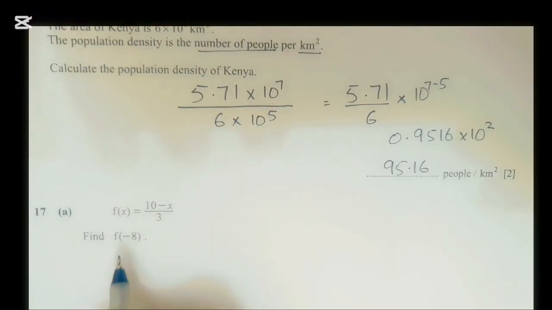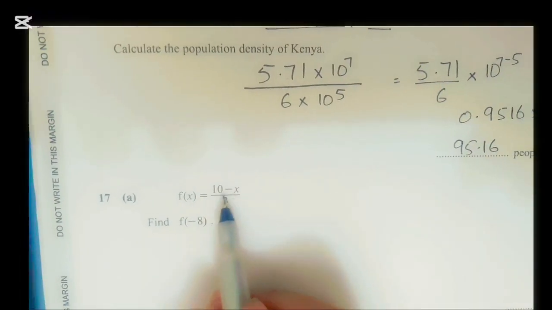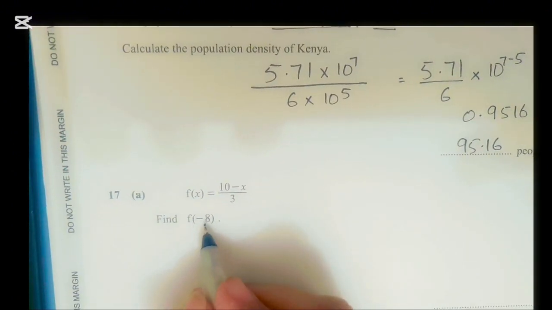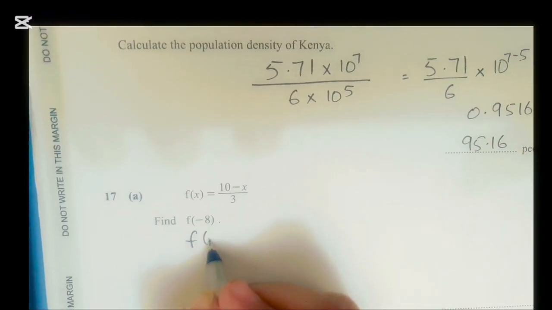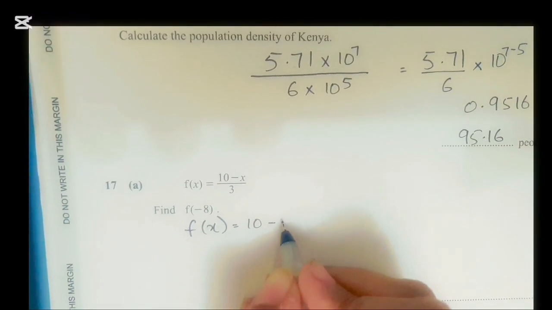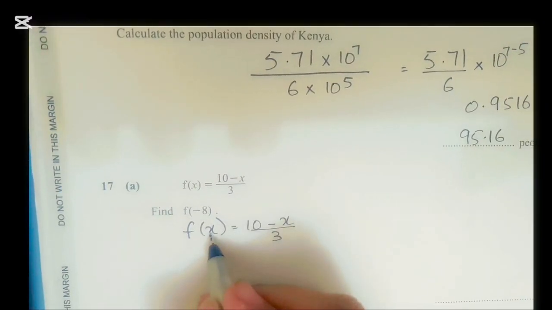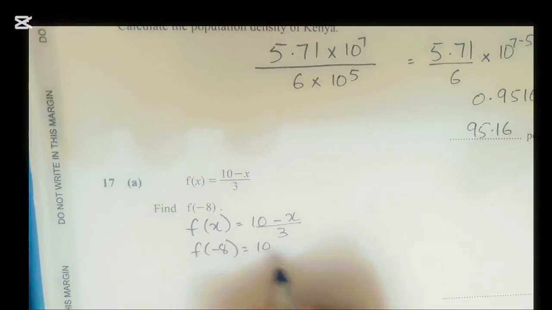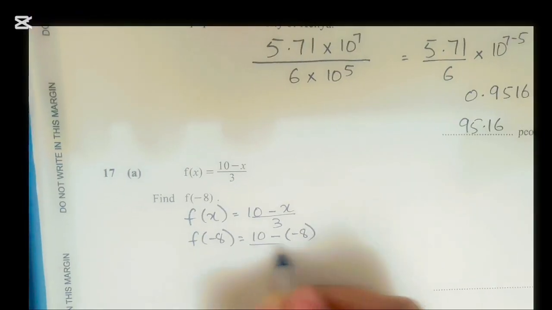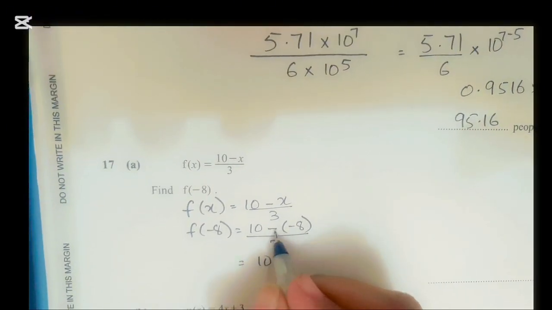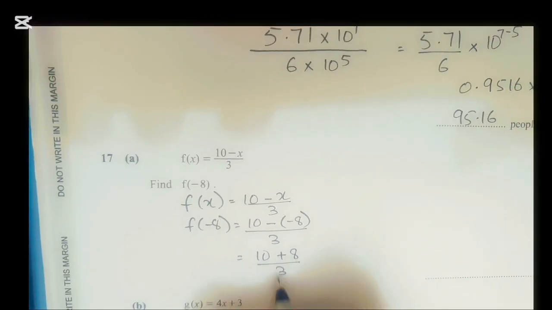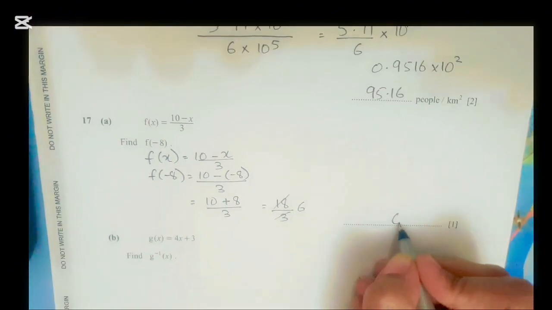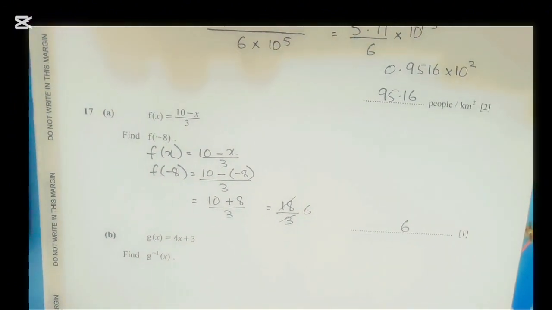Okay, now question number 17: f(x) is equal to 10 minus x upon 3. So what we have to find out is f of minus 8. First of all, I am writing the function, 10 minus x upon 3. Now I'll use minus 8 in place of x. So f of minus 8 is equal to 10 minus minus 8 upon 3. So 10 minus and minus would be plus 8 upon 3, and it's equal to 18 upon 3, and if we simplify, I'll get 6. So f of minus 8 is equal to 6.